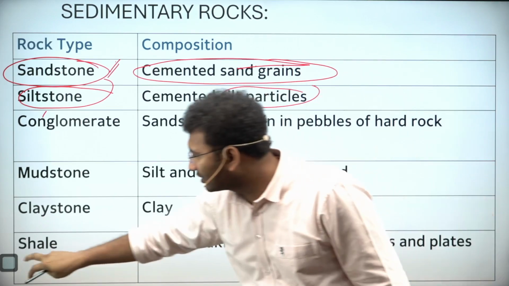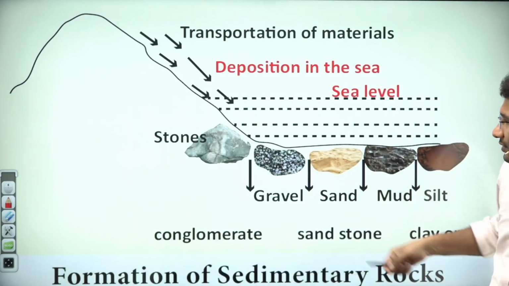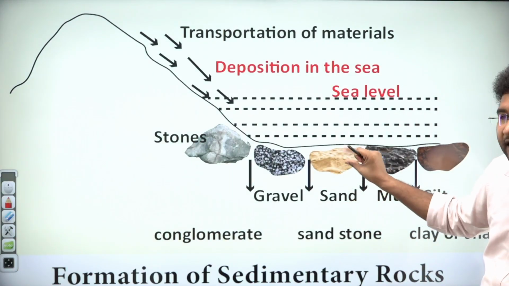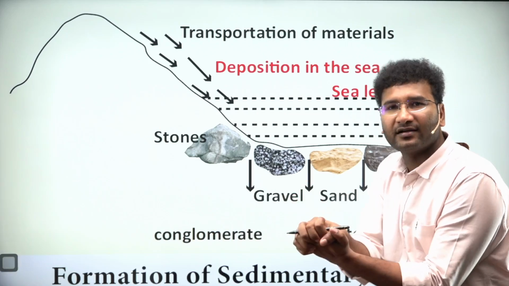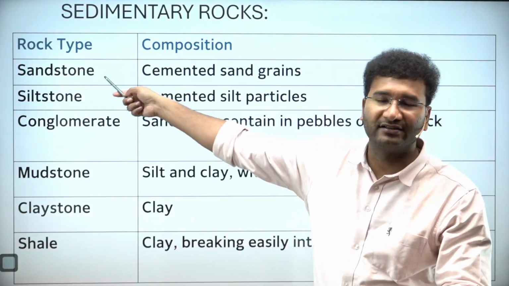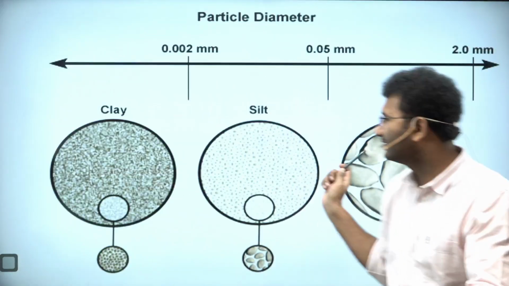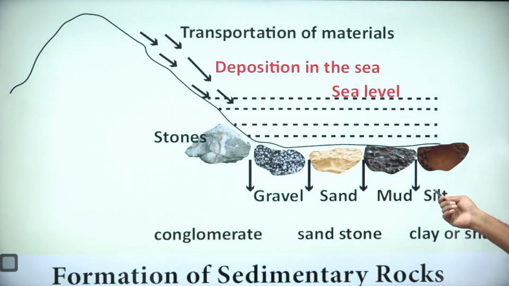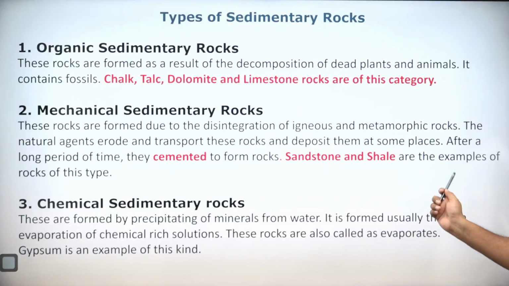Sand, look here, don't get confused. I've already told you this is sand. If sand gets cemented, cement means if it gets collected and sticks together, then what is formed? Sandstone. Silt, siltstone. Silt means these are the silt. This will become a siltstone. They are soft in nature. This is very soft, right?